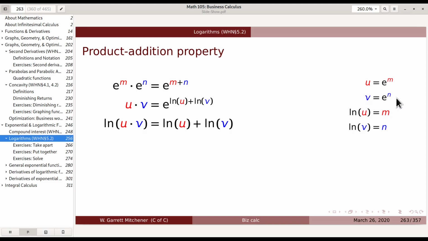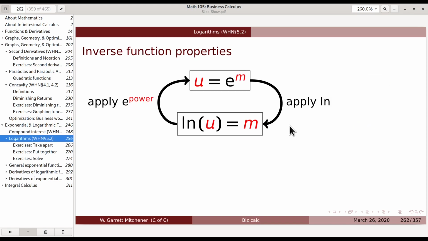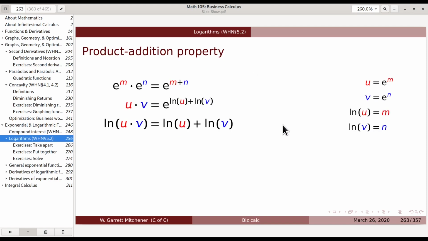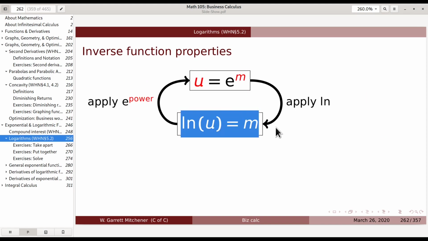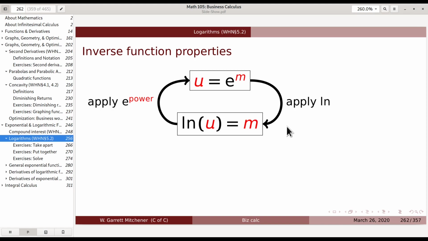Using the inverse property of the logarithm, which is the inverse function of e to a power, I can go from u equals e to the m to ln of u equals m. That's going from here to here. And likewise, I can go from v equals e to the n to ln of v equals n. That's the same kind of thing as going from top to bottom, just with n and v.